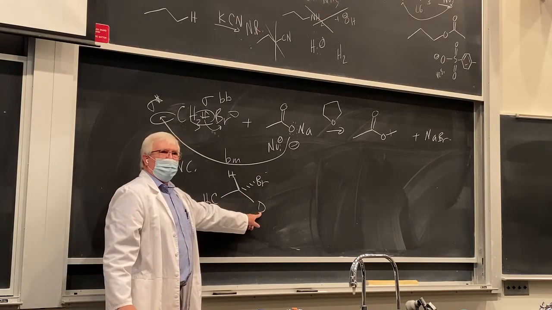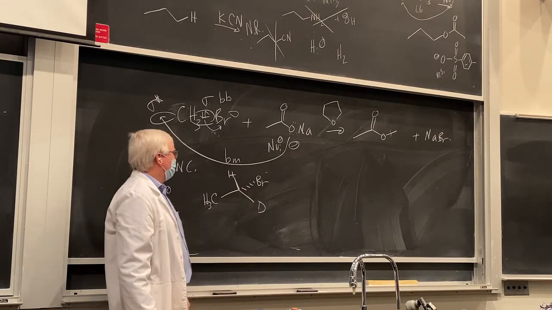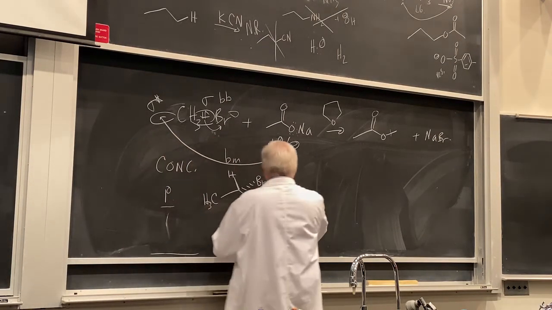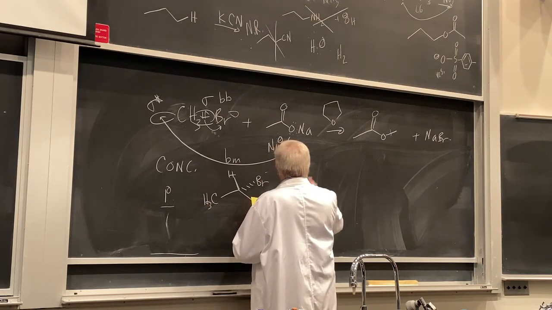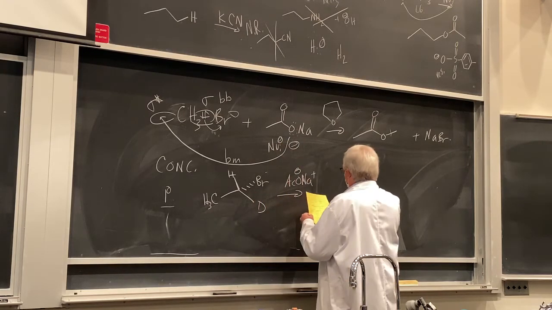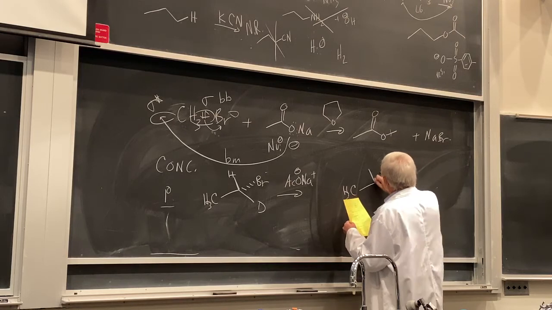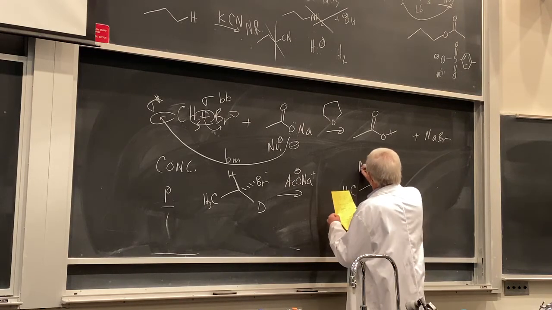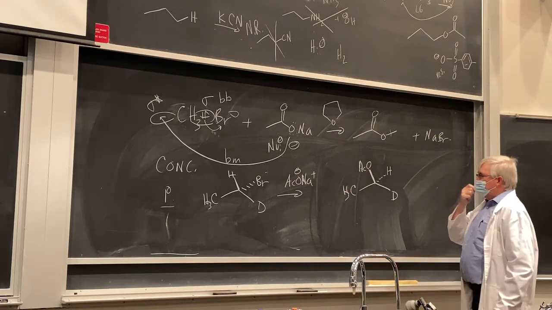So deuterium, remember, is the heavier isotope of hydrogen. These have been made before, these chiral primary leaving groups. And let's do that with acetate and see what we get here. It's got to be the charged one here. And what do we get? We get this. Okay, and that can be measured very carefully.